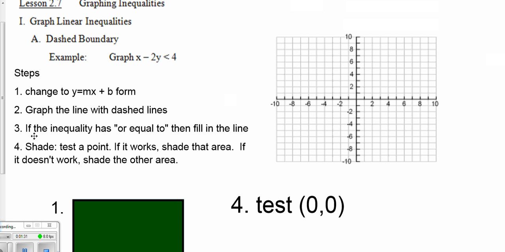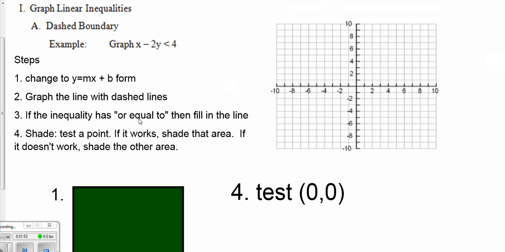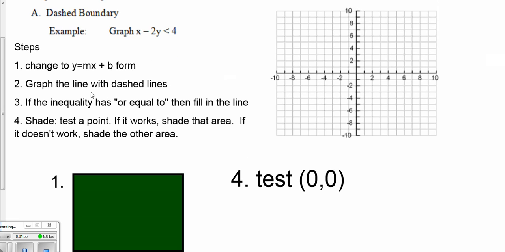So again, step 3, if the inequality has the or equal to, that line underneath, that's when we would fill in the line. The last thing we need to do is shade on one side or the other. To do that, you can pick a test point and test it in this inequality. If it works, you're going to shade that area. If it doesn't work, you just shade the other area. All right, so let's see how this one pans out.